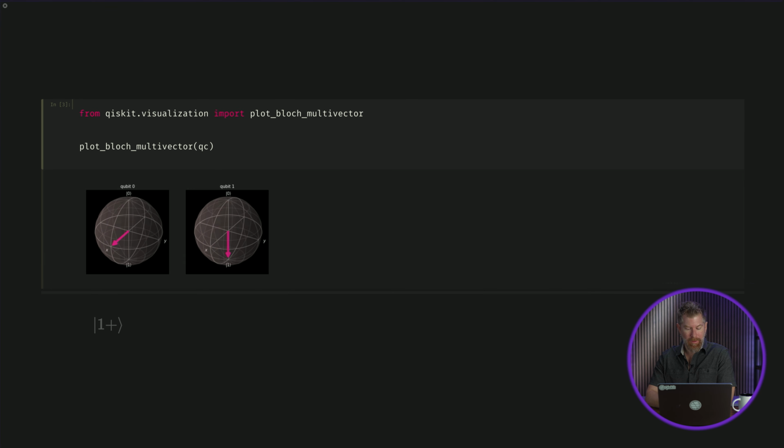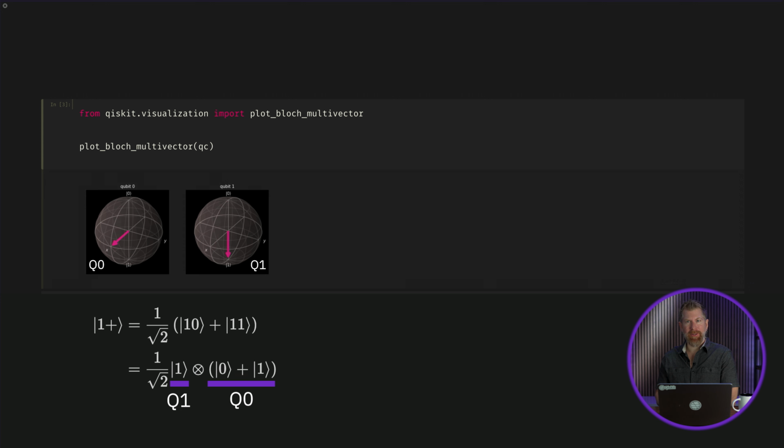Mathematically, this corresponds to the state |1>|+>, which is equal to (|1,0> + |1,1>) normalized by the square root of 2, which is notably not entangled because it is equivalent to |1> tensored with (|0> + |1>), also normalized by square root of 2. Here we are taking care to write down the qubit order in little-endian notation as Qiskit uses.